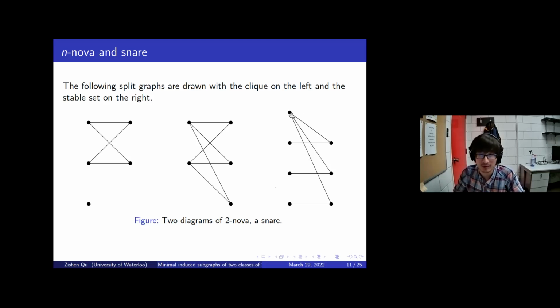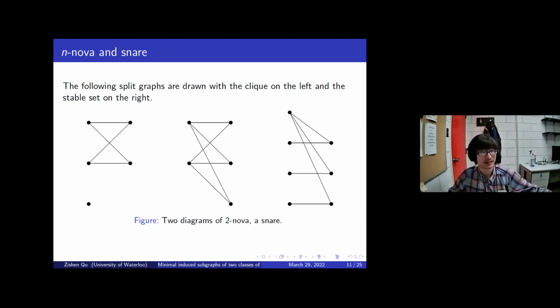If you ignore the top vertex, the left 3 vertices, since they're in the clique, form a triangle, and the triangle has 3 pendant vertices, and now all 6 of those vertices connect to the top vertex. So that's the snare. You have a net and you have a universal vertex. So that's what they look like as split graphs.